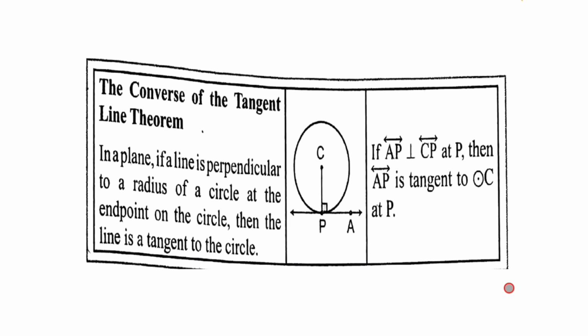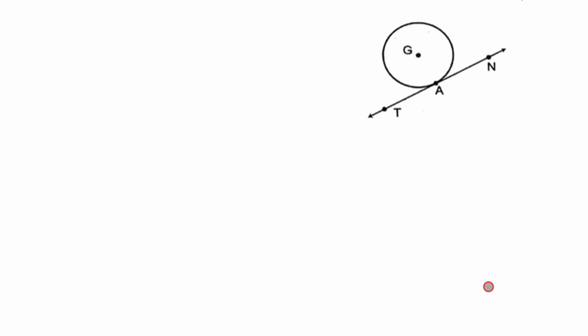Next is the converse of the tangent line theorem. In a plane, if a line is perpendicular to a radius of the circle at the endpoint on the circle, then the line is tangent to the circle. So, we have here the diagram. Sabi dito, if line AP is perpendicular to line CP, again perpendicularity, we have here the 90 degrees at P, which is the point of tangency, then AP is tangent to circle C at the point of tangency, which is P.